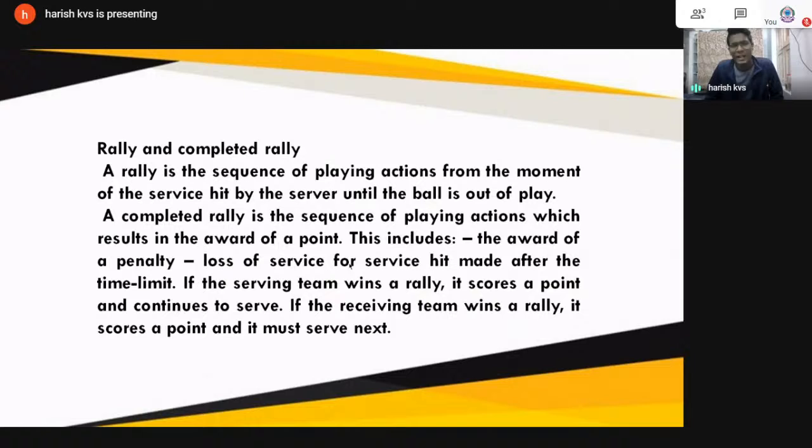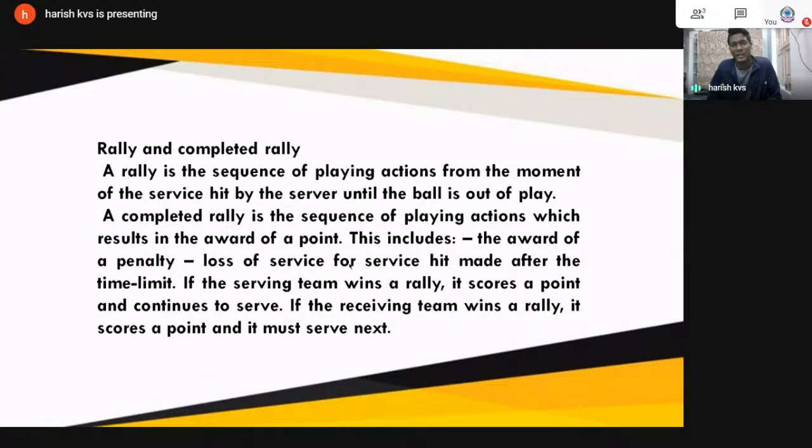So as you can see, that rally is a type of gameplay which occurs in between the gameplay. The moment a ball is served towards the opponent's court, and if it is returned consecutively, if both teams are returning the ball to each other's side, then that kind of gameplay is called a rally. So a rally is the sequence of playing actions from the moment of the service.